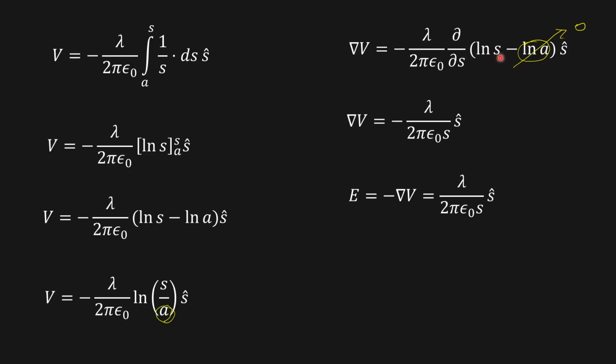If you differentiate the natural logarithm of s, you will get 1 over s. So the gradient of V is equal to minus lambda over 2 pi epsilon naught s. Now what is E? E is the negative gradient of the potential, so this negative sign will get cancelled. You will get lambda over 2 pi epsilon naught s, exactly what we got from problem 2.13. So we have validated our result. Then we will move on to the next problem.